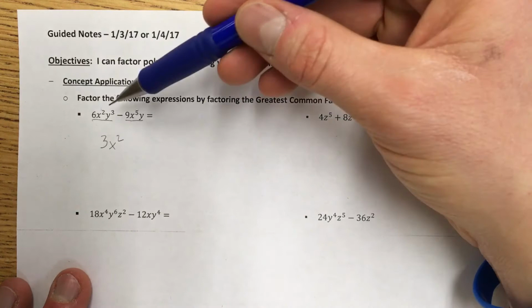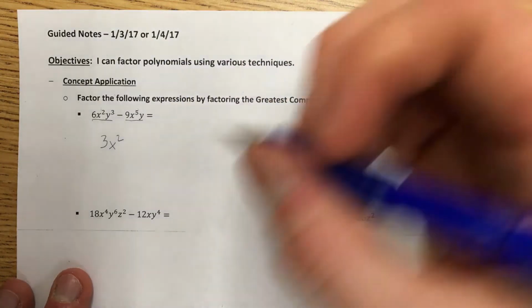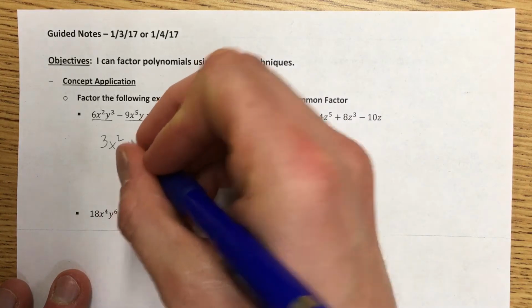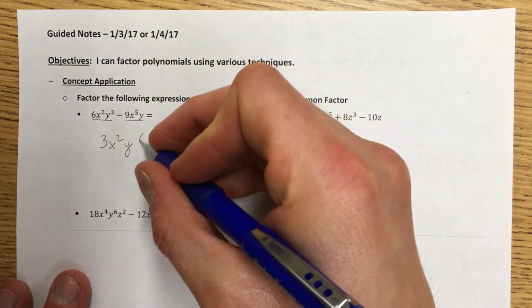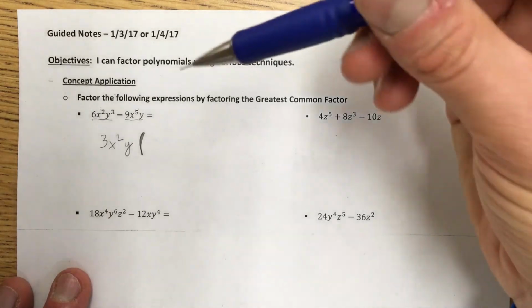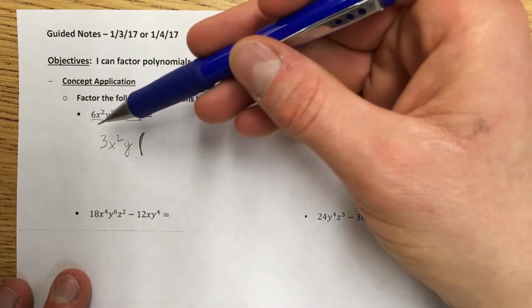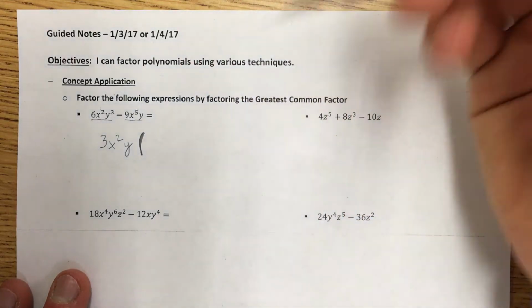Similarly, here we have 3 y's, and 1, so they at least have 1 y in common. So then we can also factor out a y as well. Now, if we factor out 3x squared y, we just can't do that willy-nilly. We have to make sure that we divide both of these terms by what we factored out.